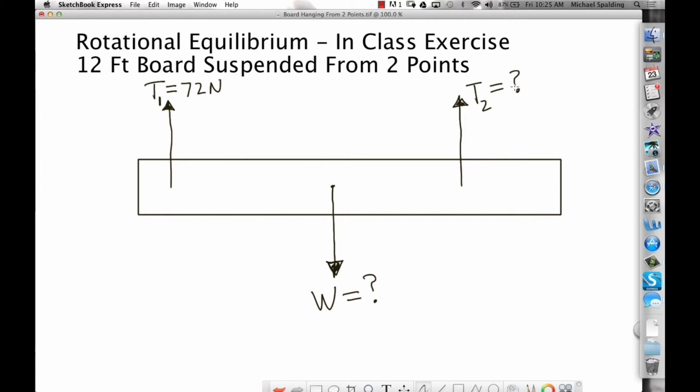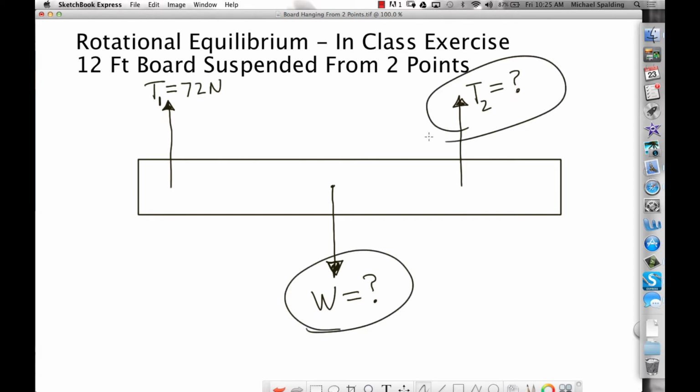All right. How many forces act on this board? 3. How many of the 3 do we know? Only 1. So we're missing 2 forces. We don't know this, and we don't know this. Now you guys are all smart. If you have 2 unknowns, as we do here, then you must have 2 equations. Now, you now know enough physics to write 2 equations for this situation.